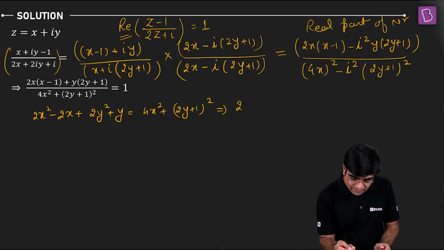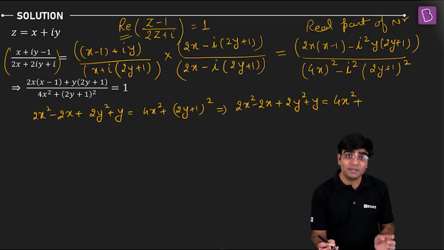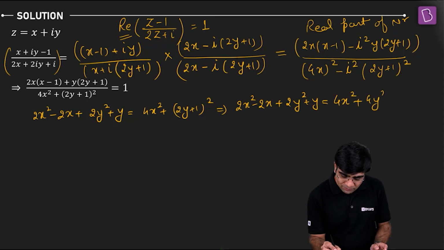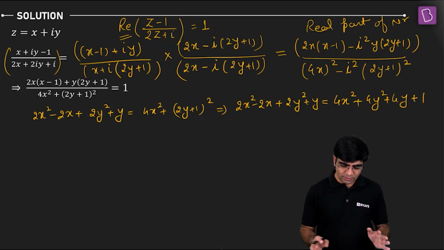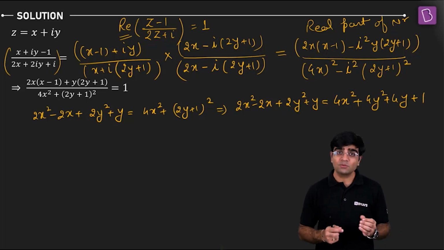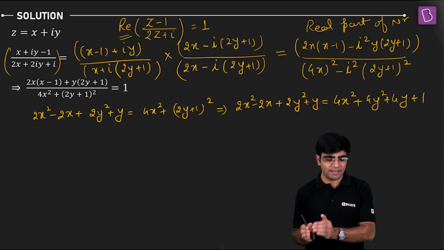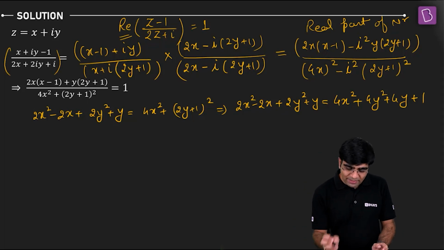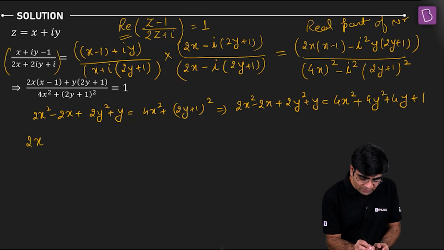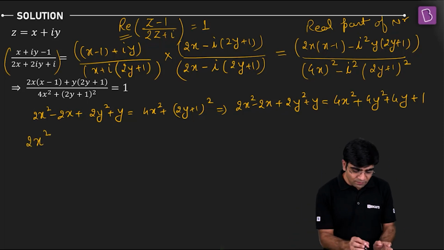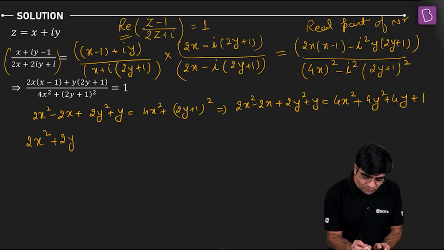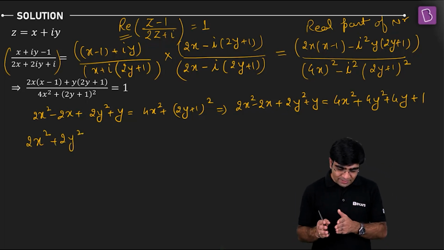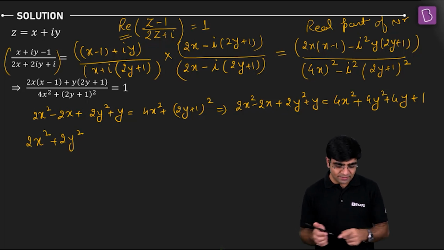So what do I have here? We get this as 2x square minus 2x plus 2y square plus y is equal to 4x square. When I open up that 2y plus 1 the whole square, what do I get? We get 4y square plus 4y plus 1. Okay, sorted. So this one is also there. Now let's bring everything on one side. Okay, so I'll take the entire LHS to the right side. So what do I have? 4x square minus 2x square will make it what? I get this as simply 2x square. Then 4y square minus 2y square will give me what? Simply 2y square. So 2x square plus 2y square. Now, on the right side, we don't have any terms of x, so minus 2x will come on the right side. It will become plus 2x.